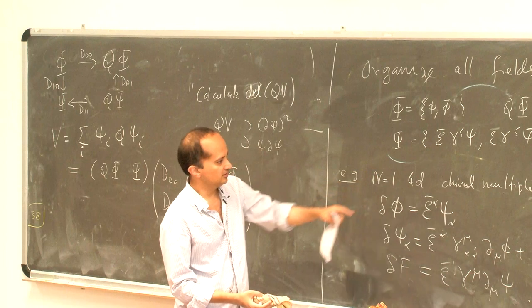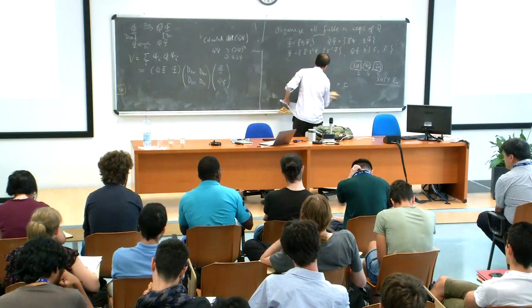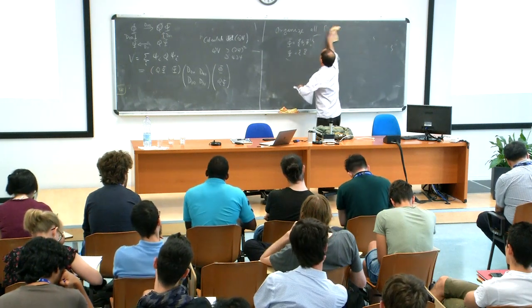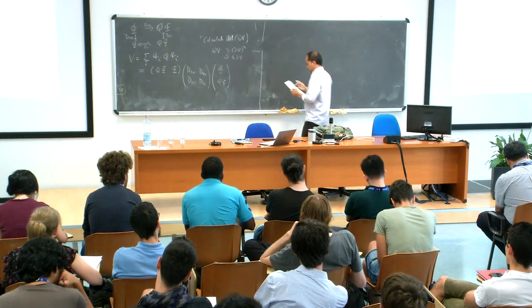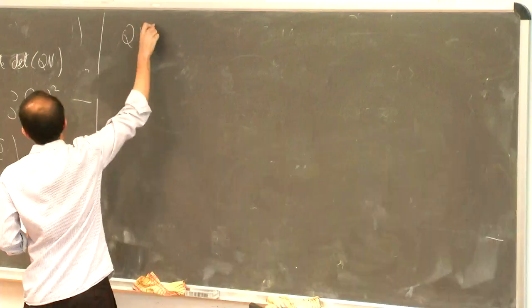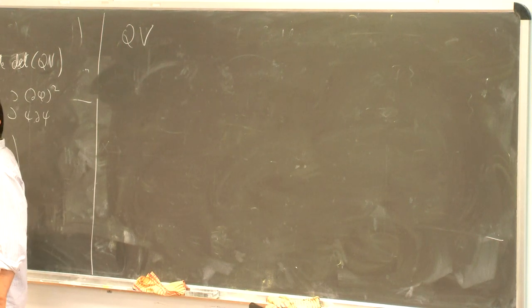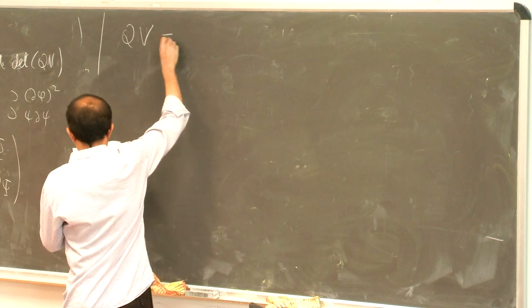I'm going to erase this, but I need the space. Right, so then you compute QV. This is the non-trivial algebraic step. It takes quite some time to do, but you can do it. Once you've done it, the next step is completely trivial. I just act on this by Q, but now I use the algebra Q square equal to H. So QV looks like this.